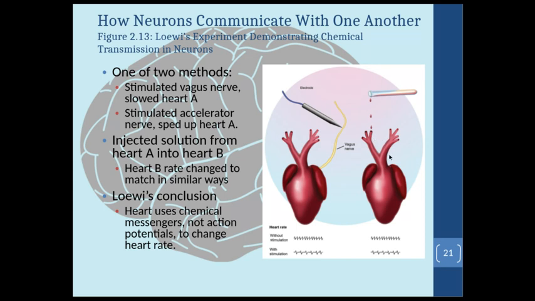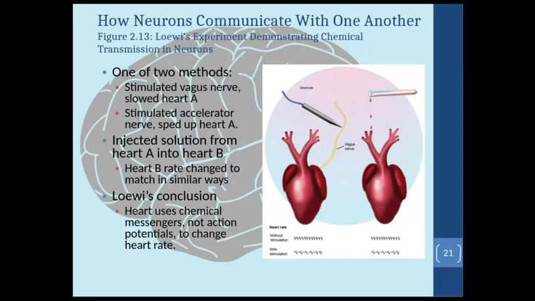That heart in B changed to match heart A in a similar way. Stimulate the vagus nerve, take some soup, put it into the next jar, and that heart also slowed down. Stimulate the accelerator nerve to speed the heart back up, take some of that solution, that soup, put it into heart B, and that also sped up heart B.